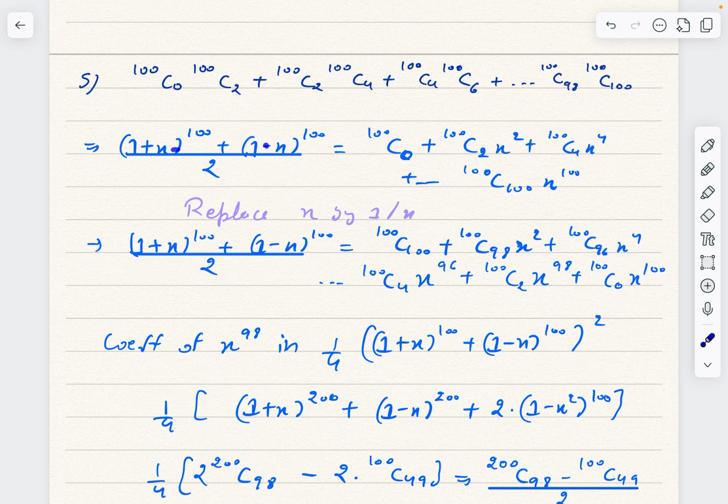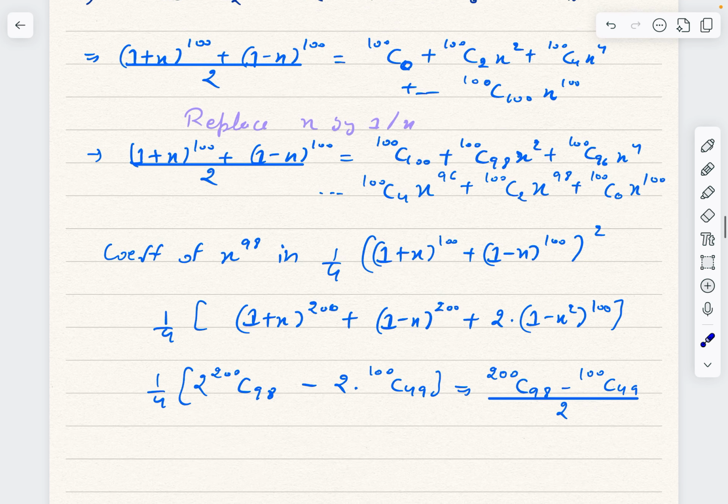So if you multiply these two, you get (1 plus x)^100 plus (1 minus x)^100, the whole square, 1 by 4 outside. Just use (a plus b) whole square, you get a square plus b square plus 2ab. So (1 plus x)^200 plus (1 minus x)^200 plus 2 times (1 minus x square)^100. So the coefficient of x^98 here will be 200C98.